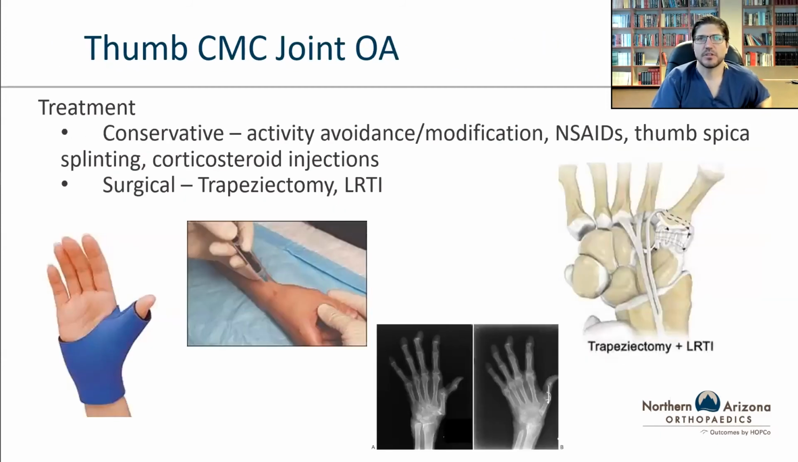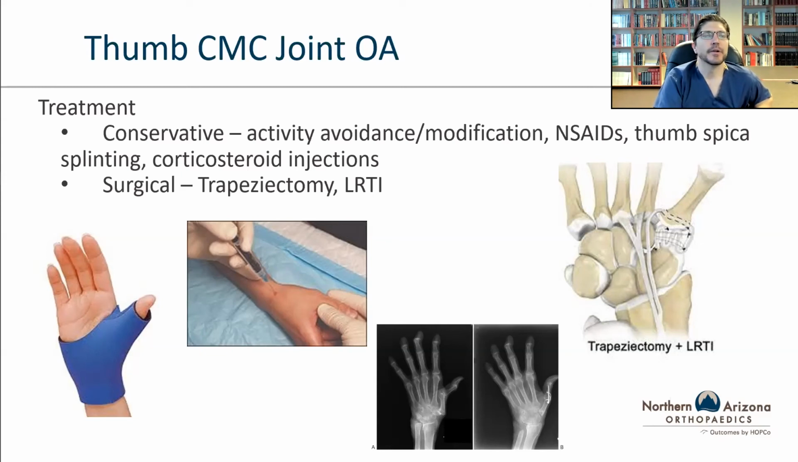The treatment for these are usually conservative. If there's no pain or you're able to do everything that you want to do, we could treat these with anti-inflammatories, splinting such as the sleeve on the left, steroid injections, as well as anti-inflammatories.